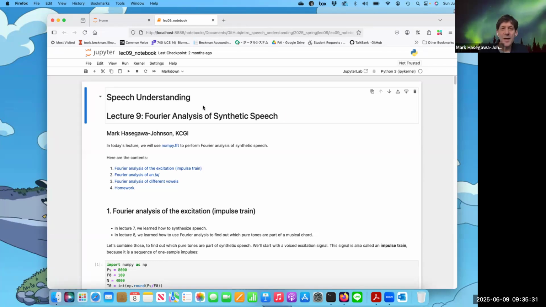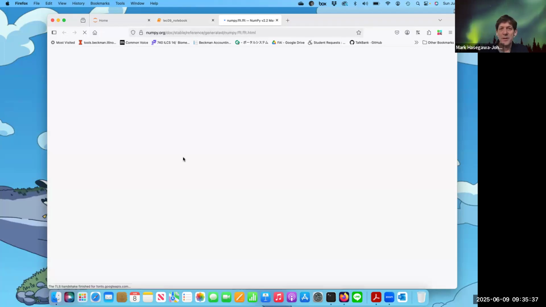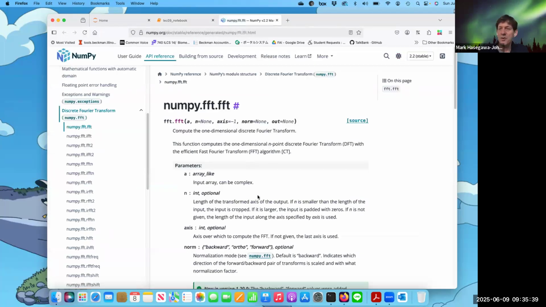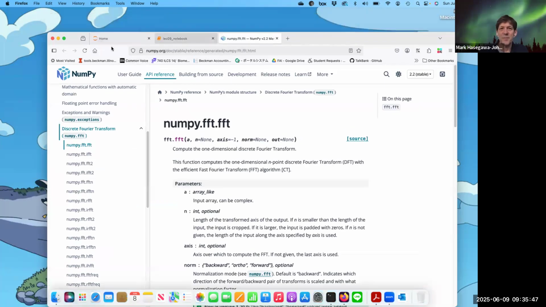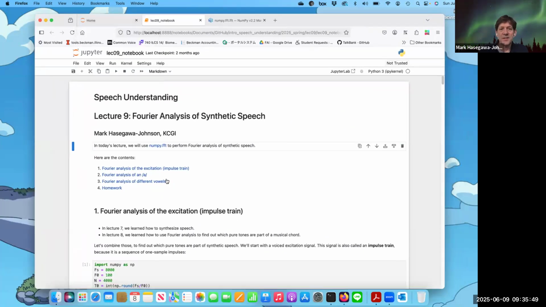So again, this week I'm going to use the FFT, but I'm going to use numpy.fft. I'm not going to try to do everything in terms of my own FFT matrix like we did last week. Instead, this week I'm just going to type np.fft.fft to find the spectrum every time. And so what I want to talk about, first of all, is the excitation, which you remember is that impulse train, because every time the glottis closes, you get this negative pressure spike.